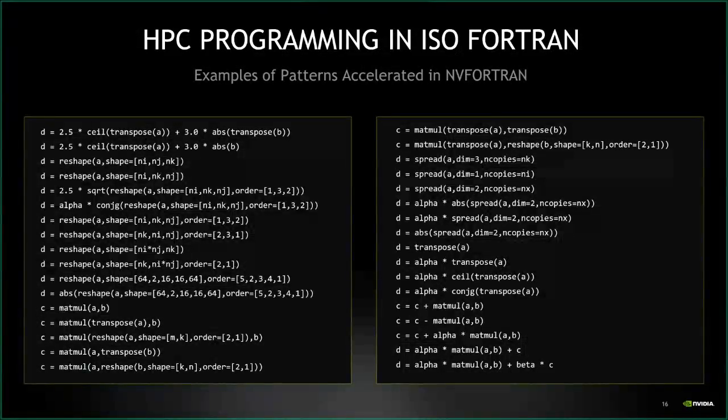So that gives us things like reshapes and conjugates here and spread, as well as your matmuls. And so any combination of those that NV Fortran encounters, it'll map in the backend to cuTensor and give you that automatic GPU acceleration as well. So very, very flexible.